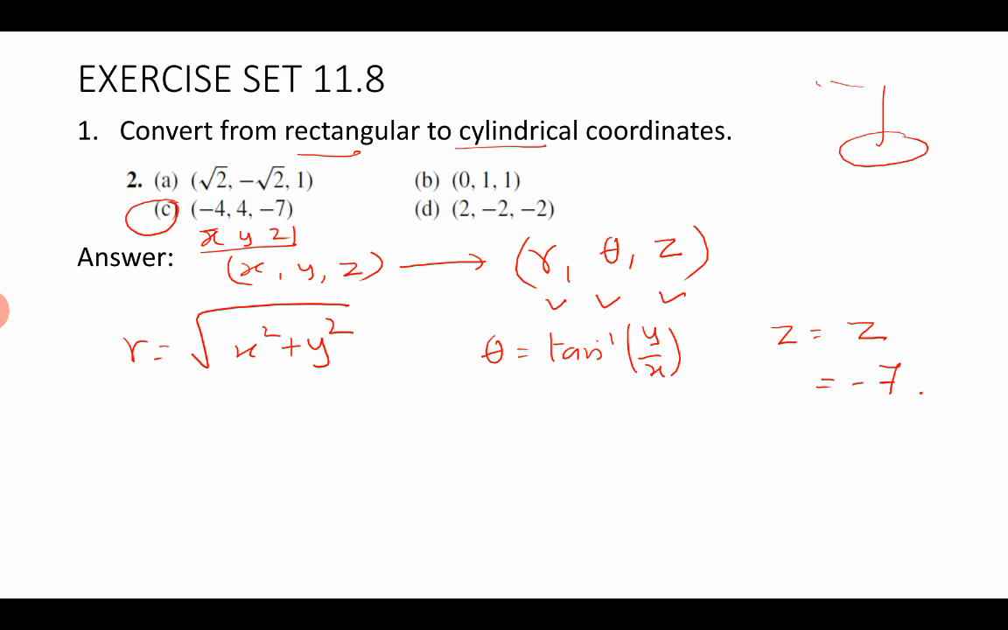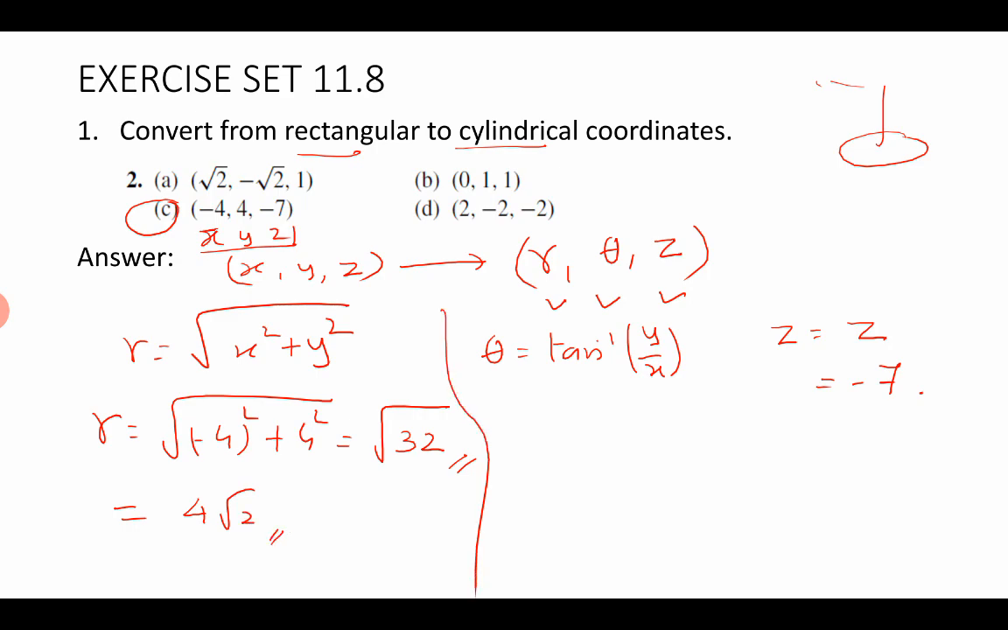Fine. R is the square root of negative 4 square plus 4 square. What do you get? Negative 4 square, 4 square. Can you tell me what it is? 16 plus 16, yes, of course. Square root of 32. That is it. You can leave it as square root of 32, or if you want to simplify, you can write 2 times the 16 and 4 of root 2, which is also possible. Otherwise leave it as root 32.